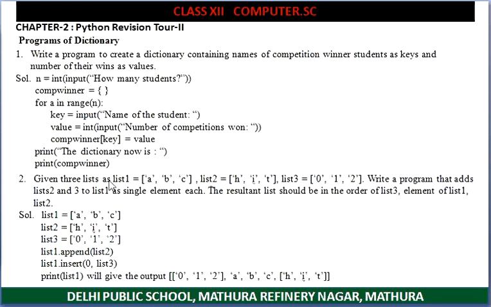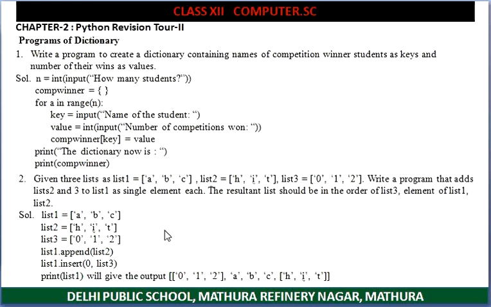Then second, given three lists, list 1, list 2, list 3, write a program that adds list 2 and 3 to list 1 as single elements each. The resultant list should be in the order of list 3, list 1 and list 2. So here are three lists, list 1, list 2, list 3.